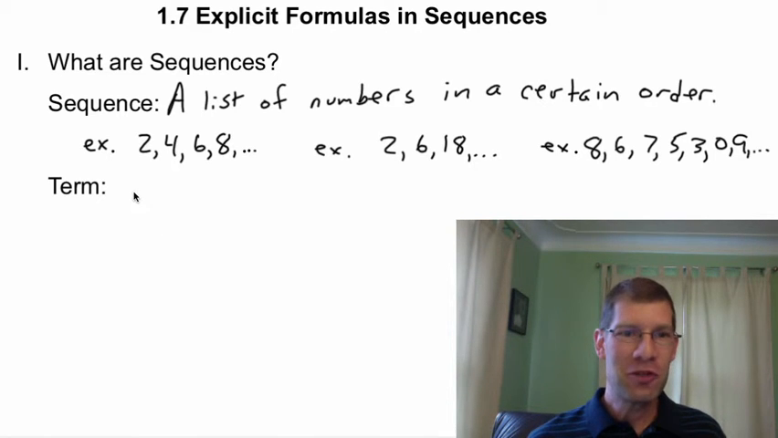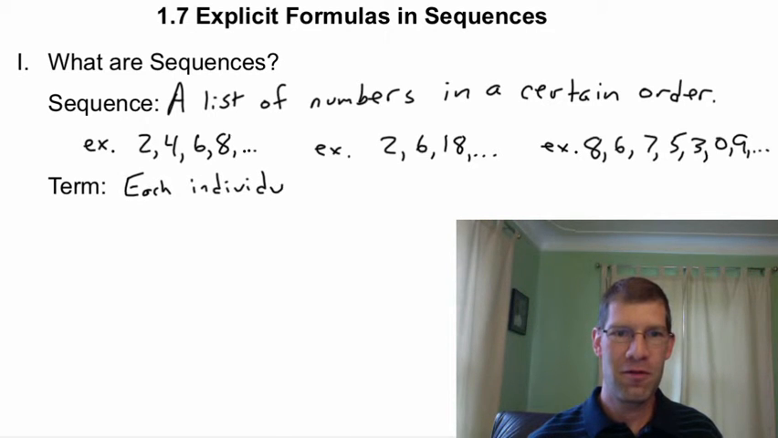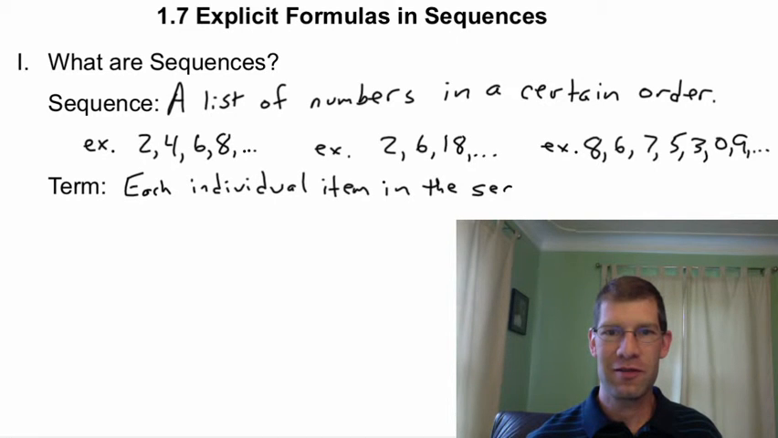A term, when we talk about a term, is really just going to be each of those numbers in the sequence. So each individual item, or you could say number, in the sequence.